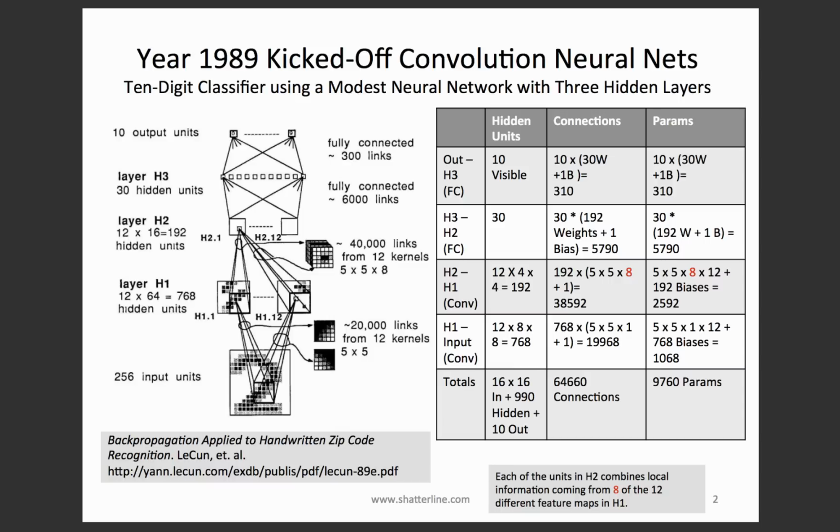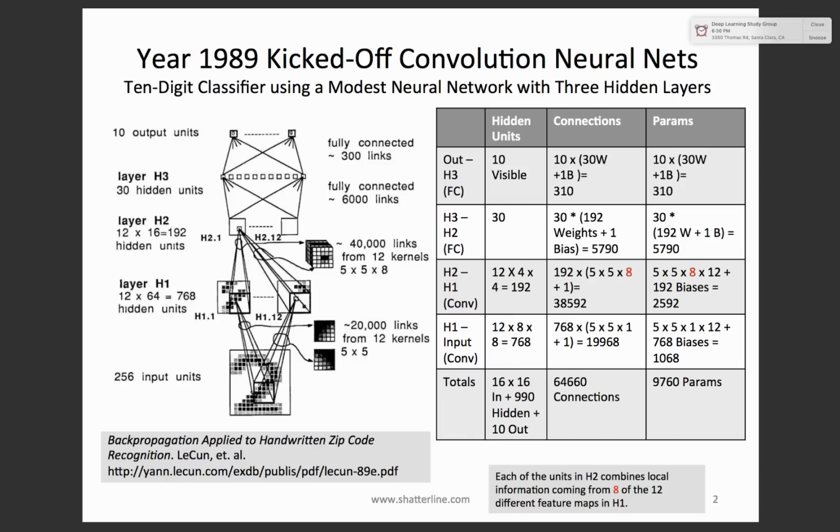The total number of connections is calculated as follows, and that is the 192 hidden units times the size of the kernel, 25, times the 8 channels coming in from the H1 layer, plus the 192 bias terms. The total number of parameters is likewise constrained to the kernel size of 25 times the 8 input channels times the 12 feature maps plus the 192 bias terms.